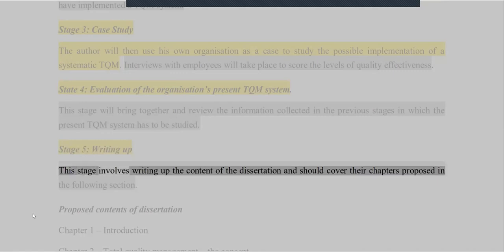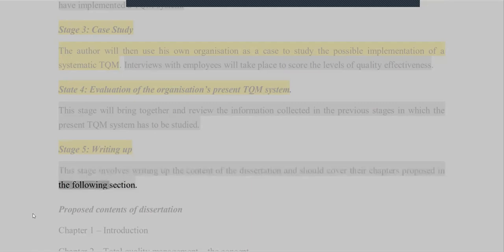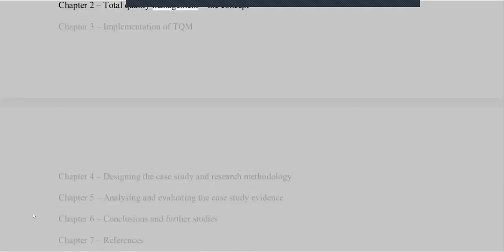Stage 5. Writing up. This stage involves writing up the content of the dissertation and should cover the chapters proposed in the following section. Proposed contents of dissertation. Chapter 1, Introduction. Chapter 2, Total Quality Management, the concept. Chapter 3, Implementation of TQM. Chapter 4, Designing the Case Study and Research Methodology. Chapter 5, Analyzing and Evaluating the Case Study Evidence. Chapter 6, Conclusions and Further Studies.